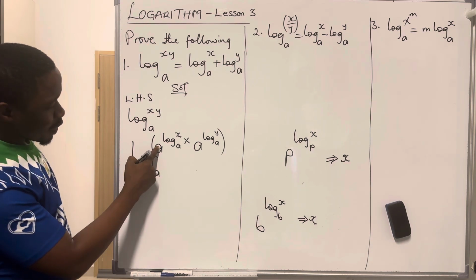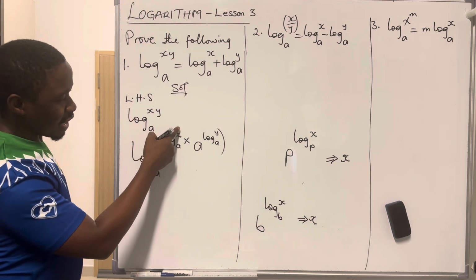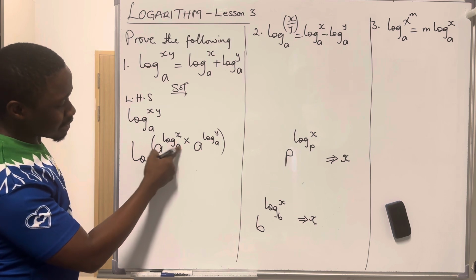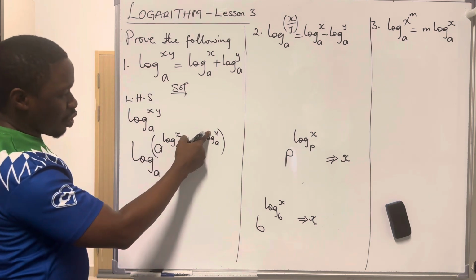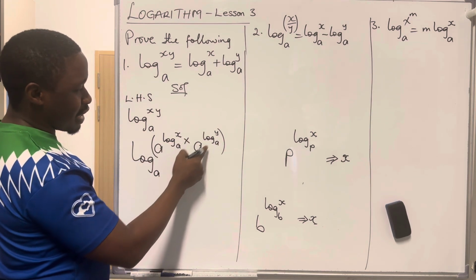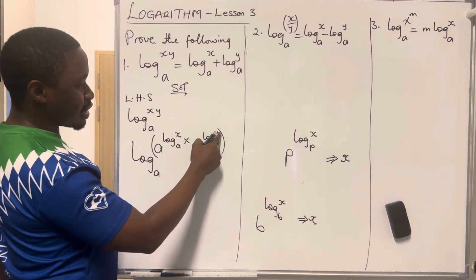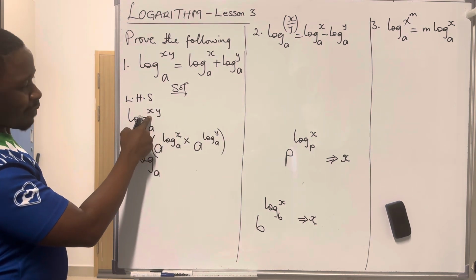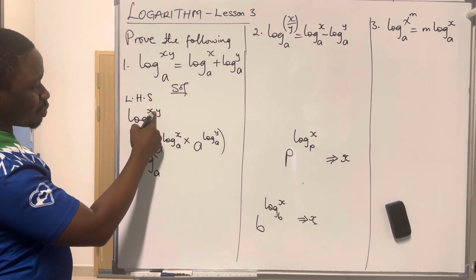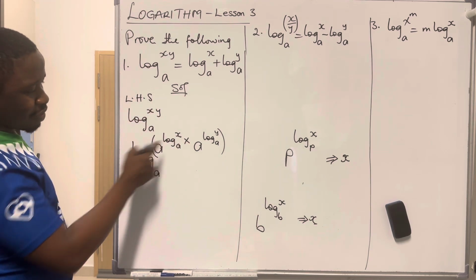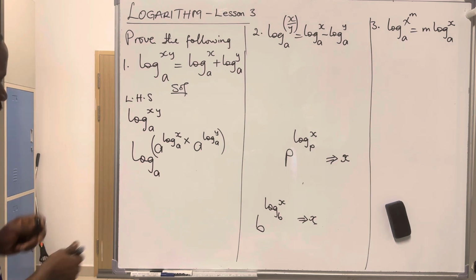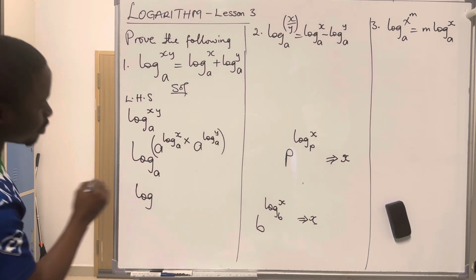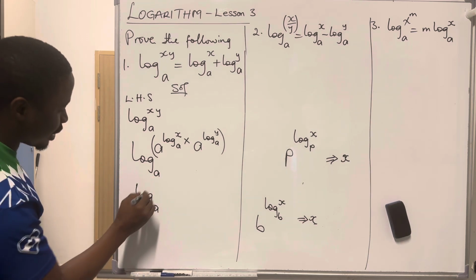So you see, a raised to log of a number with the same base a. When it happens like this, the result is y. When it appears like this, the result is x. And between x and y, there is a multiplication which is here now. Okay, so what is next here? We have a here already.